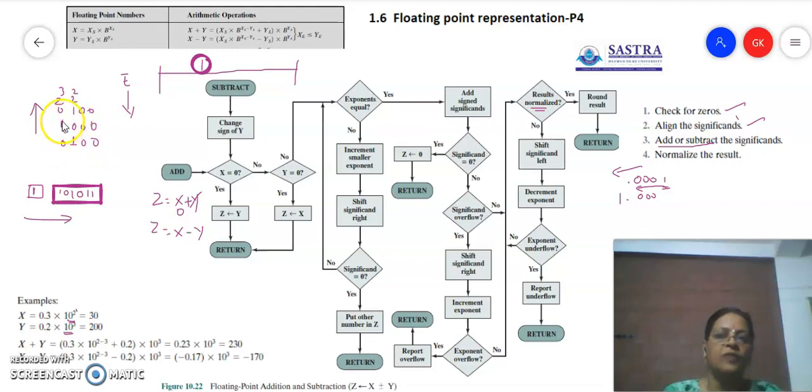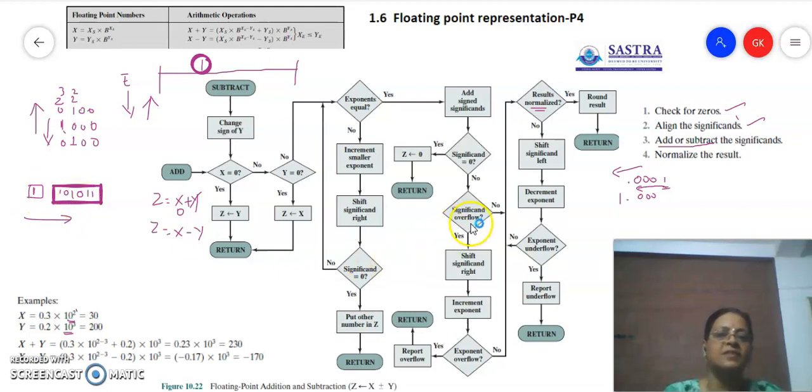So the 1 which was in 2 power 3 is now moved to 2 power 2. That means the value gets reduced. If the value is reduced in the significant part, then you have to compensate by incrementing the exponent. Whenever you shift in the right direction, the weightage gets reduced, so that has to be adjusted by incrementing the exponent.